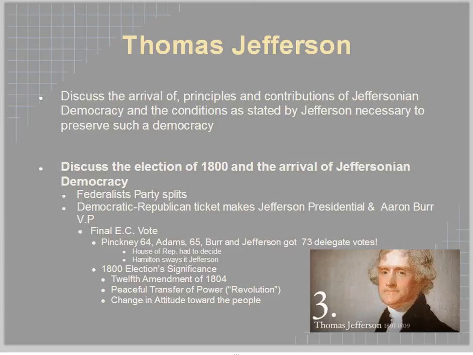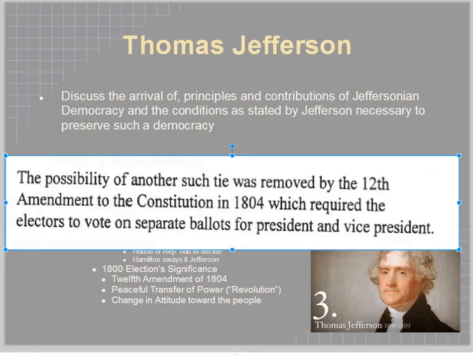Finally, on the 36th ballot, Jefferson captured the presidency due to the failure of the Federalists to make the Republicans accept Burr. The election of 1800 is significant in American history basically for 3 reasons. First, the possibility of another such tie was removed by the 12th Amendment to the Constitution in 1804, which required the electors from the Electoral College to vote on separate ballots for president and vice president.